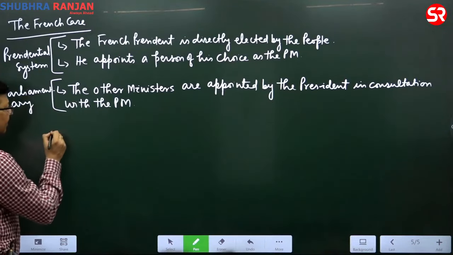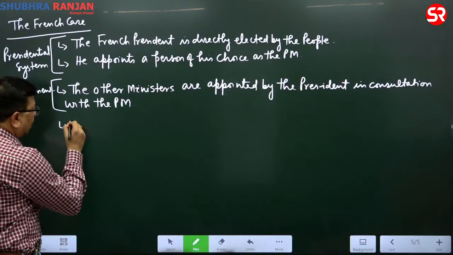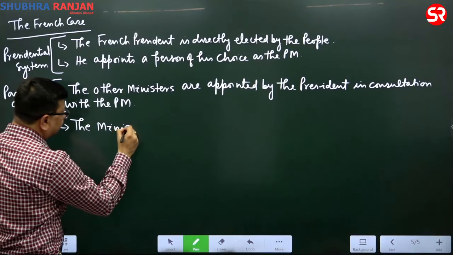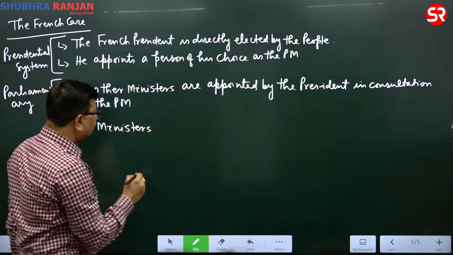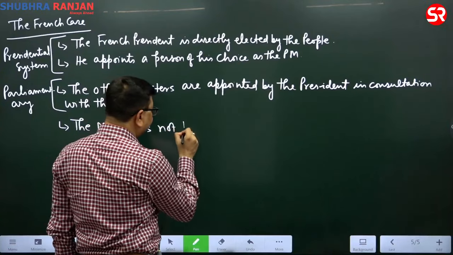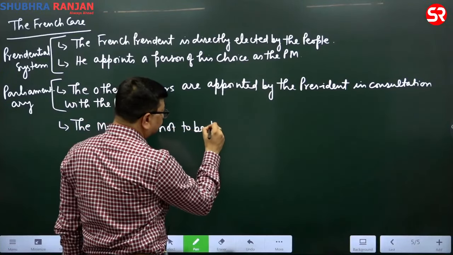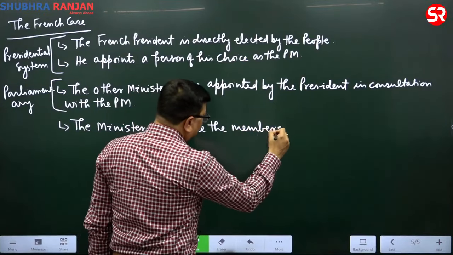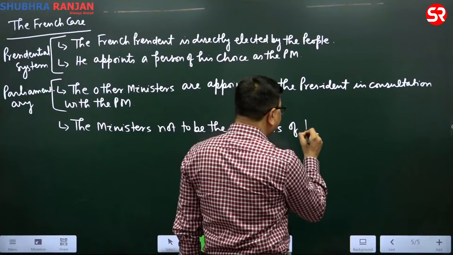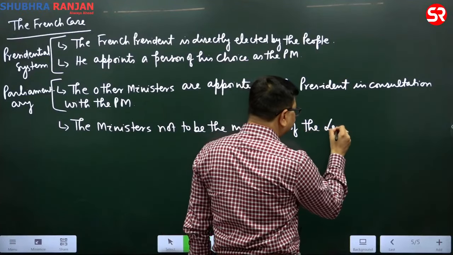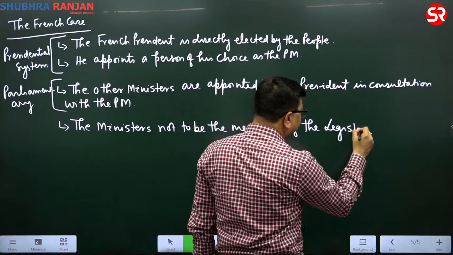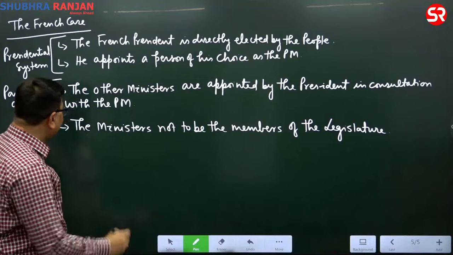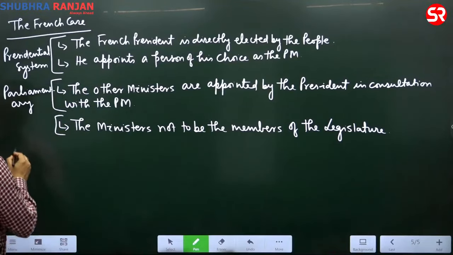Then the ministers not to be the members of the legislature. This is the feature of presidential system.